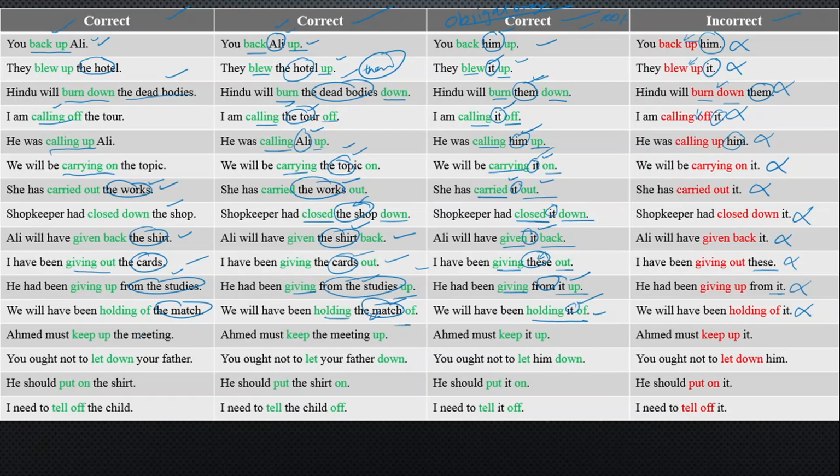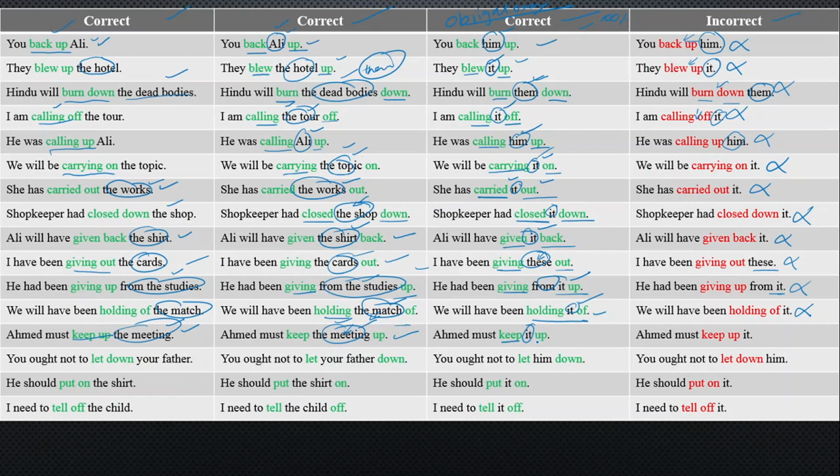Ahmad must keep up the meeting. Now, "keep up" can be separated, it is separable. The meeting can come in between or not, because your object is "meeting," a noun. Yes, see, "Ahmad must keep the meeting up." Both of them are right, but instead of "meeting," when we use "it," which is a pronoun, the verb and adverb particle must be separated.